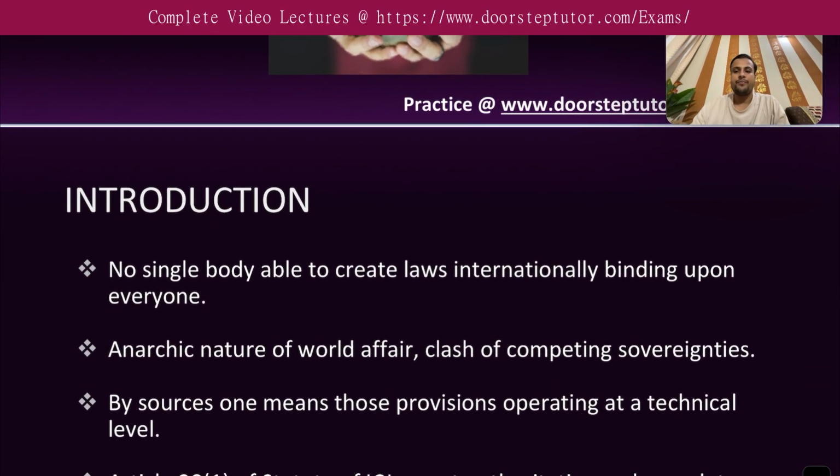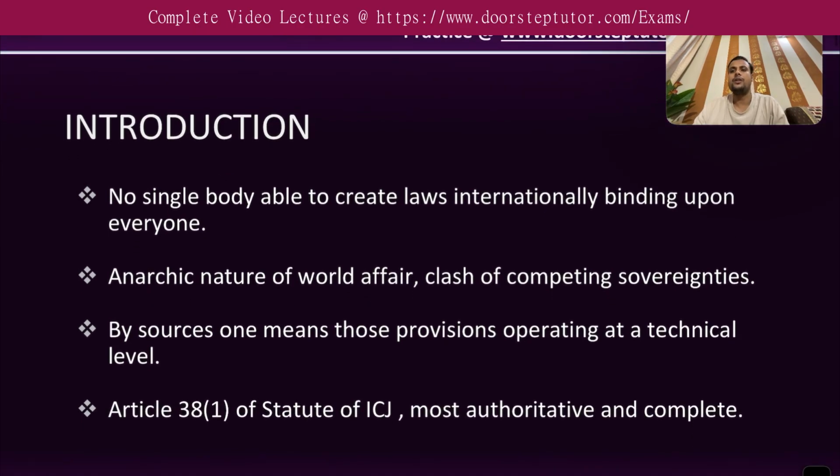So, moving on, first a brief introduction to the topic of sources of international law. What we need to understand is that there is no single body which can create international laws, okay? Because there is no system of courts, there is no comprehensive and compulsory jurisdiction to interpret the extent of law. So, as there is no institution and no system of courts, we are facing problems when it comes to defining the sources of international law.